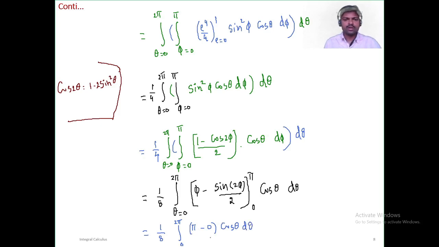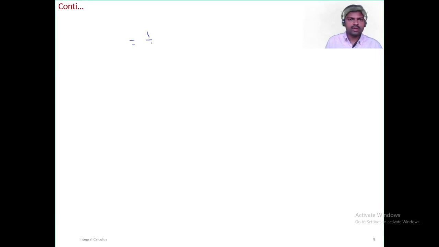Okay, so this will be 1 by 8, 1 by 8, integral from 0 to 2 pi, pi into cos theta, pi into cos theta into d theta. Make sure that everything is correct. So pi by 8, pi is brought out because that is irrespective of integration, because theta is the variable. Cos theta integrates to sin theta, and it's carried out from 0 to 2 pi.